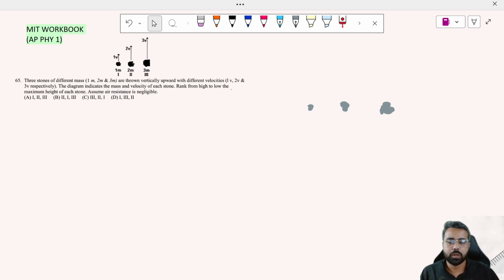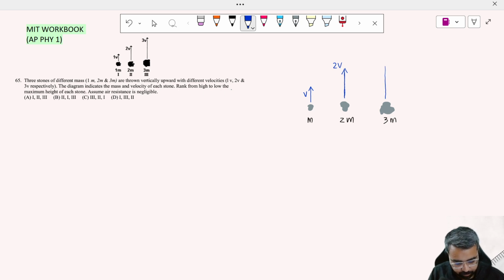This question is about the free fall motion of three stones. As you see in the diagram, these three stones have masses m, 2m, and 3m respectively. We are throwing them with initial velocity v, the second with 2 times that, so 2v, and the third with vertical velocity 3 times, right?